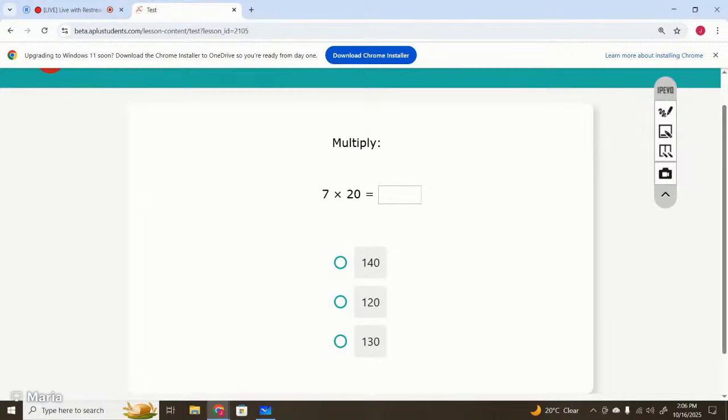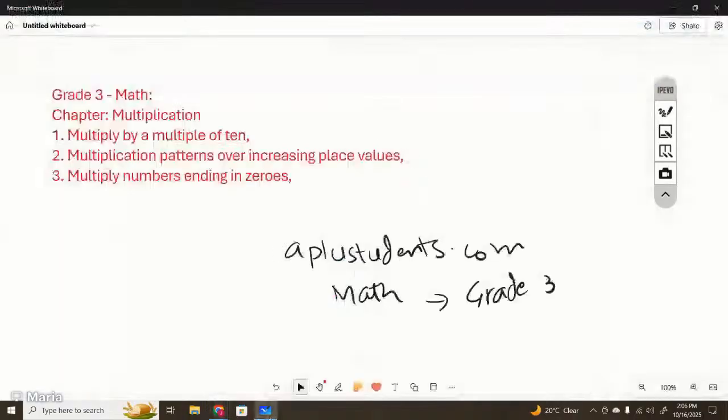7 times 20. 7 times 20 means you need to multiply the non-zero values. Just multiply 7 times 2. 7 times 2 is 14. You have only one zero, so just add the zero. So 7 times 20 is 140.